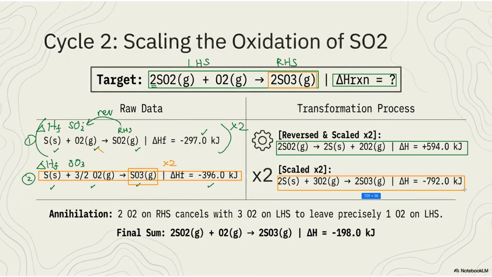Now, after deriving from the Hess's law principle, we are ready to cancel or add. You can see that 2 sulfur cancel with 2 sulfur, and 3 O2 cancel with 2 O2. How many O2 are left? 1 O2. As a result, you have 2 SO2 gas plus 1 unreacted O2 gas giving 2 SO3 gas. The summation is positive 594 plus negative 792, so delta H of the reaction equals negative 198.0 kilojoule. This is how you apply Hess's law.